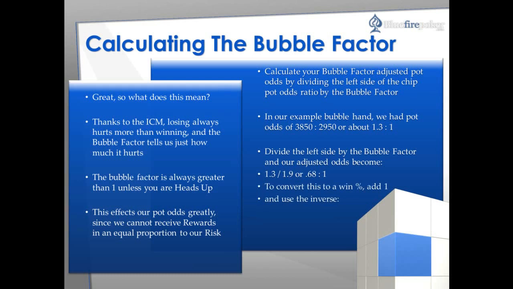To convert this to the winning percentage we would need to make that call with those odds, we add 1 and use the inverse. So we would take 1 divided by 1.68, and that shows us, using this bubble factor estimate, that we would need a winning percentage of about 59.52%, which is very close to what we figured out in the first example, that we would need about a 59.59% chance of winning. So using these bubble factor estimates gets us very close to the actual value. This is actually a slightly different method than was presented in the book Kill Everyone. We will look at their method in a little bit.